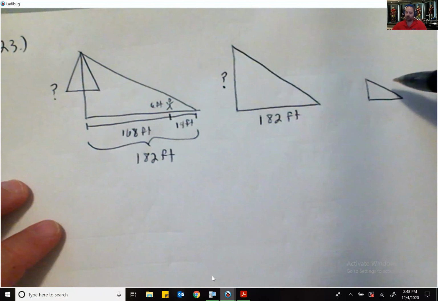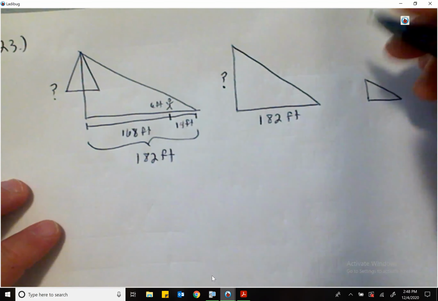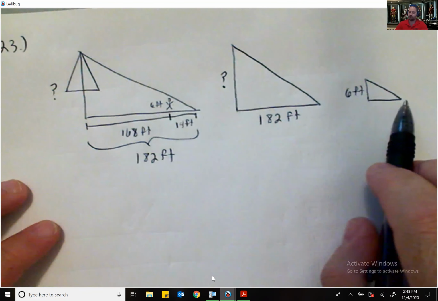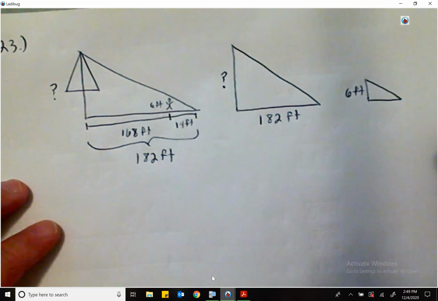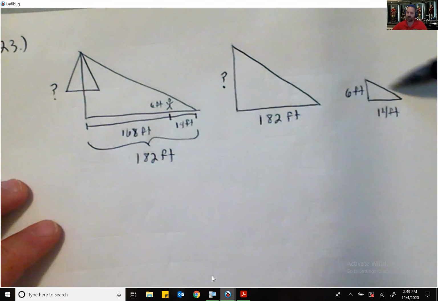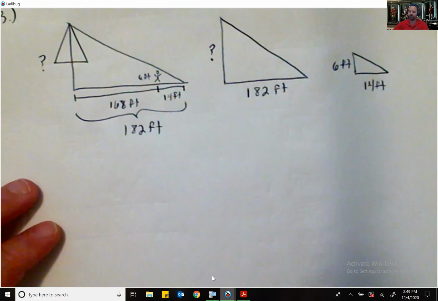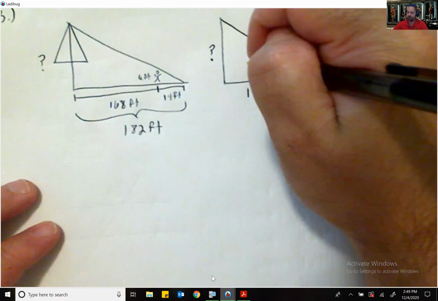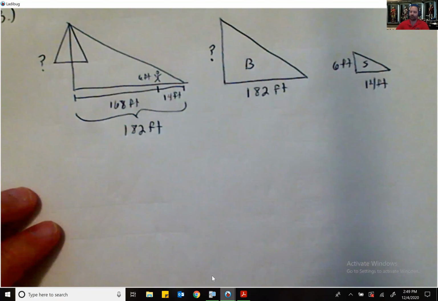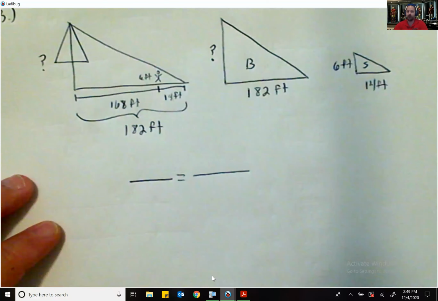All right. Do we know how tall the little triangle is? 6 feet. Do we know how long the shadow is on the little one? 14 feet. And again, we don't know this length because that's caused by the sun. All right. So now you can see the big triangle and the small triangle. All we have to do is set up a proportion and cross multiply to solve.